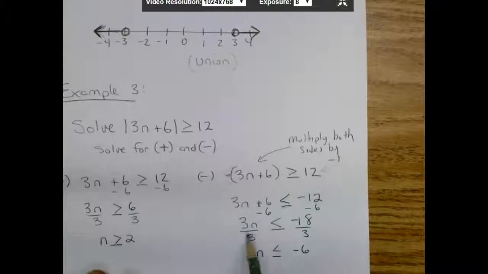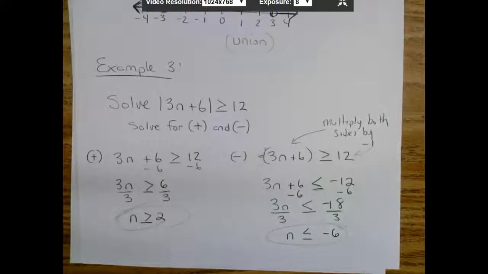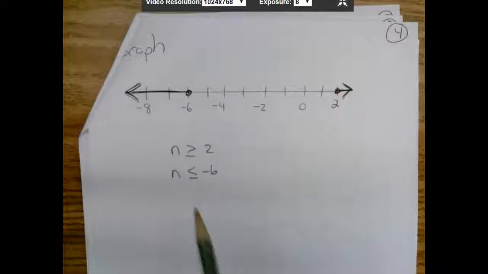Then we solve this one. Again, we're going to minus 6. It's going to give us 3n is less than or equal to negative 18. Divide by 3. We're going to get n is less than or equal to negative 6. Okay. Then we can take these two things and put them onto a number line and see what they look like. So this kind of gives our answer here. We came up with these two answers.